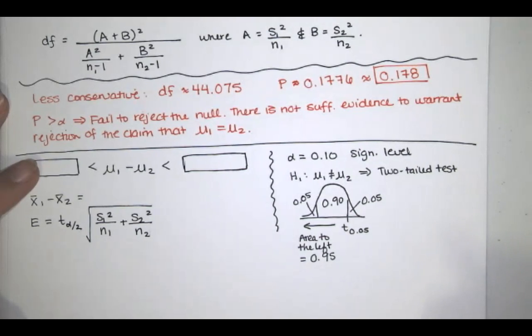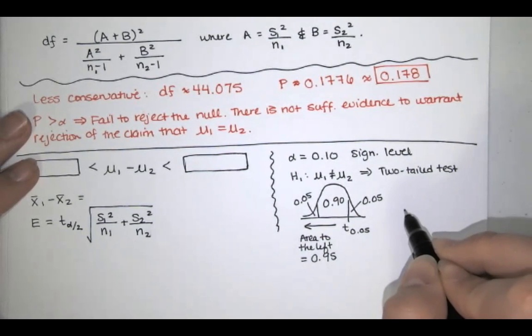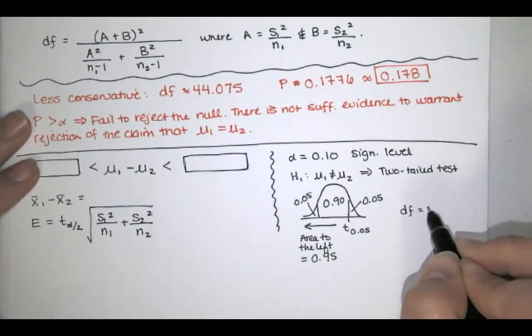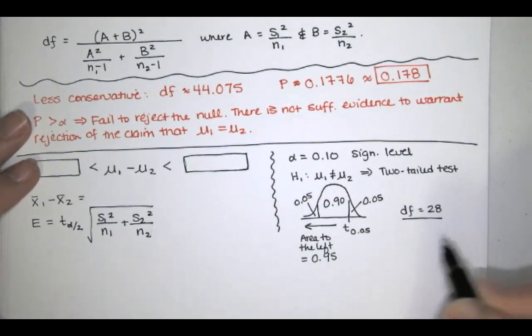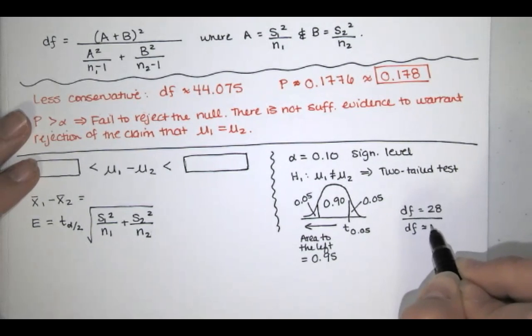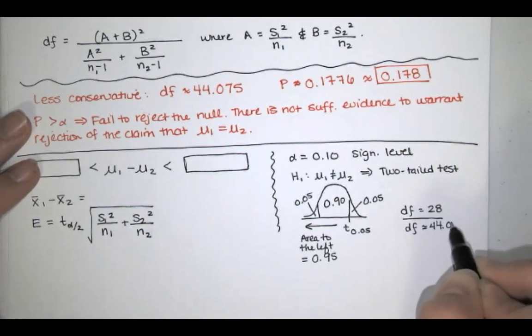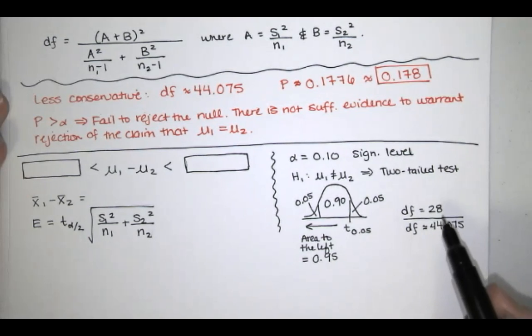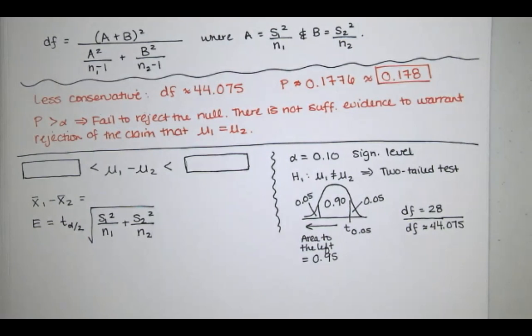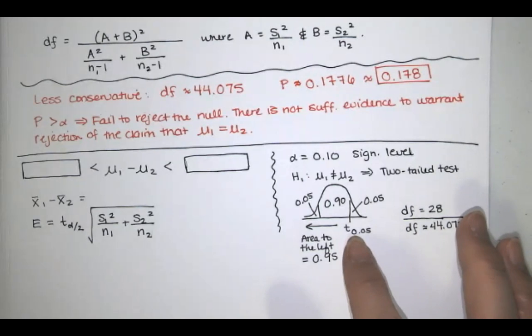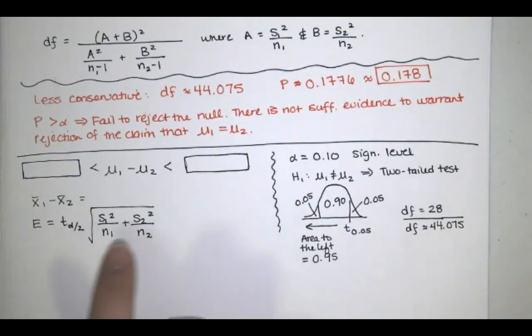Now we can find this area to the left using a t-distribution inverse function in Excel, but we need to know the appropriate number of degrees of freedom. So we had the conservative estimate of 28 degrees of freedom, or we had the less conservative estimate, which was about 44.075 degrees of freedom. We're going to get slightly different values for t sub 0.05, depending on which number of degrees of freedom we use. But then once we find that t sub 0.05, that's going to go there, and then we can multiply by this estimate of the standard deviation. So let's do all of that. Let's do that in Excel.